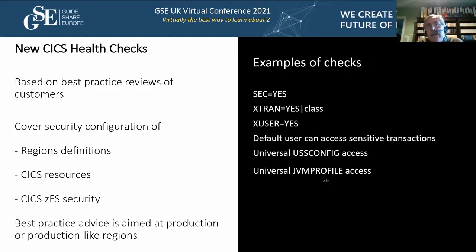So the sort of examples that we've got there is a fairly trivial one. Have you set SEC=YES on your SIT parameter? If it hasn't been set and it's a production region, it is not conformant. That's a fairly obvious one, and that would be a very high risk thing not to have configured. But there are other ones that I have actually seen in customer configurations when doing a health check, things like, have you got surrogate security checking on, and have you got transaction security checking on?